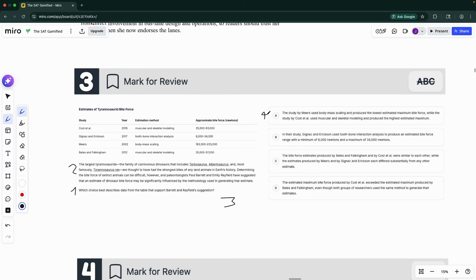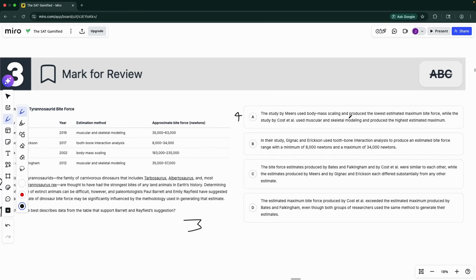This may seem a little bit weird. You may expect me to say go to the graph or table or chart, but actually I found it's better to start with the choices and then only go to this when you need to use it to check one of your answers. The study by Mears used body mass scaling and produced the lowest estimated maximum bite force, while the study by Koss et al. used muscular and skeletal modeling and produced the highest estimated maximum.